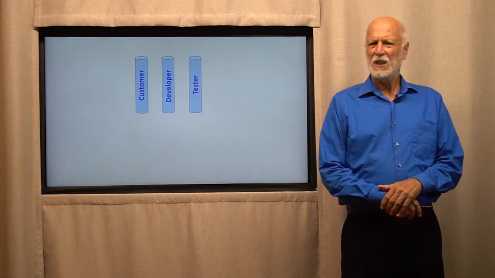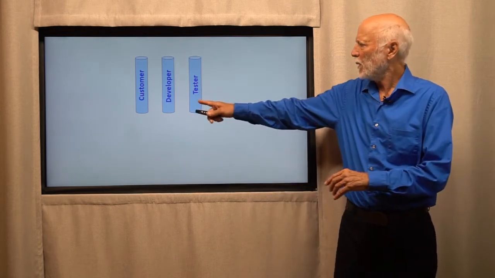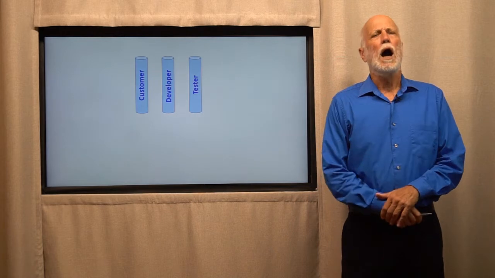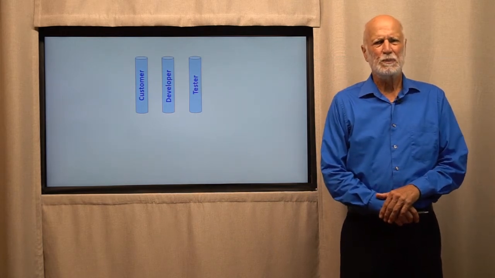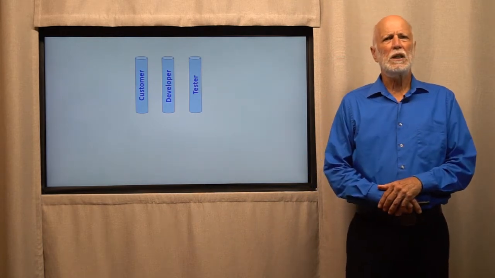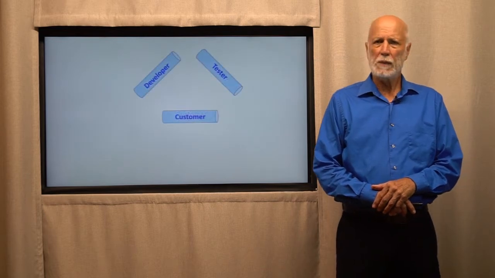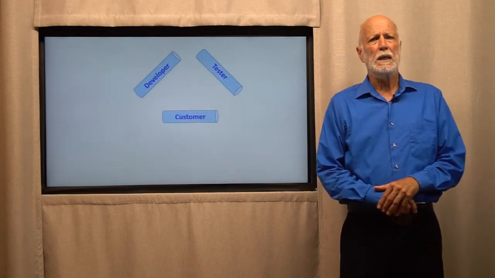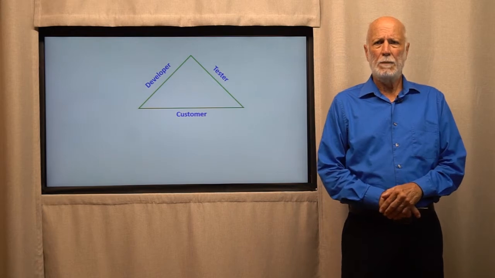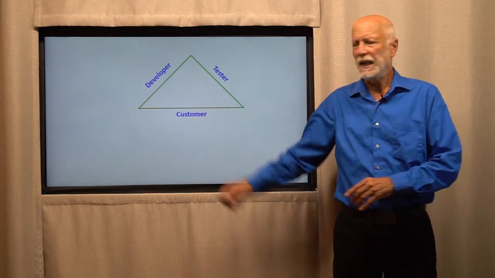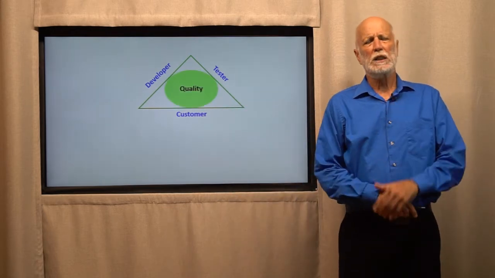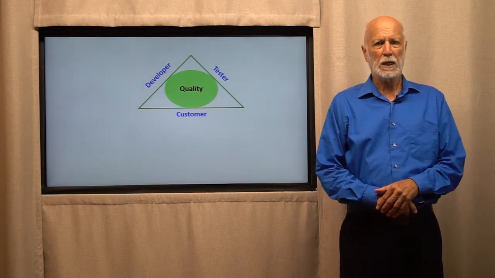One of the reasons these issues occur is because the developer, tester, and customer are in their own silos. And what we like to do is change the relationship between these three parties and turn them into what I call the triad. The developer, tester, and customer that are all responsible for the quality of the product.